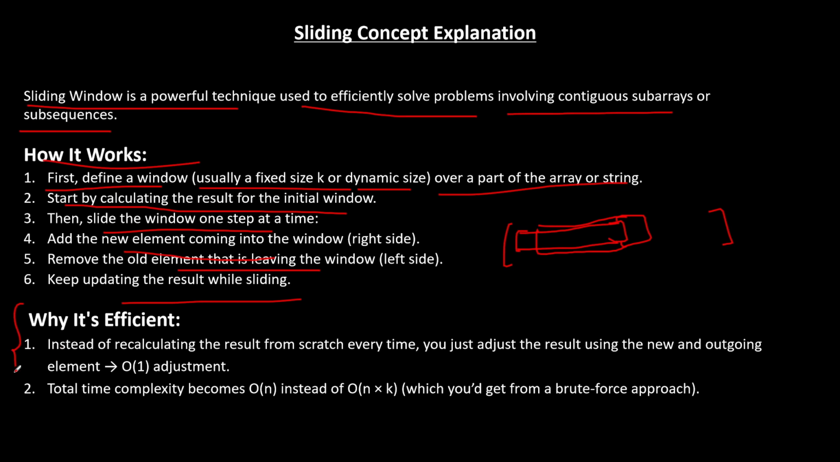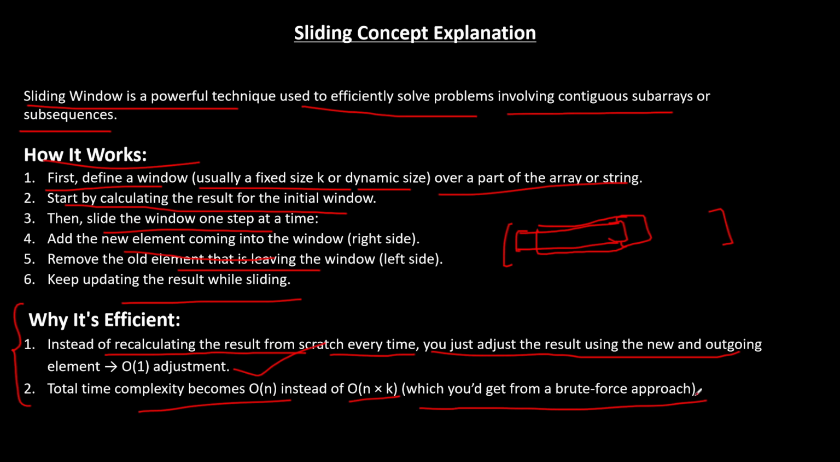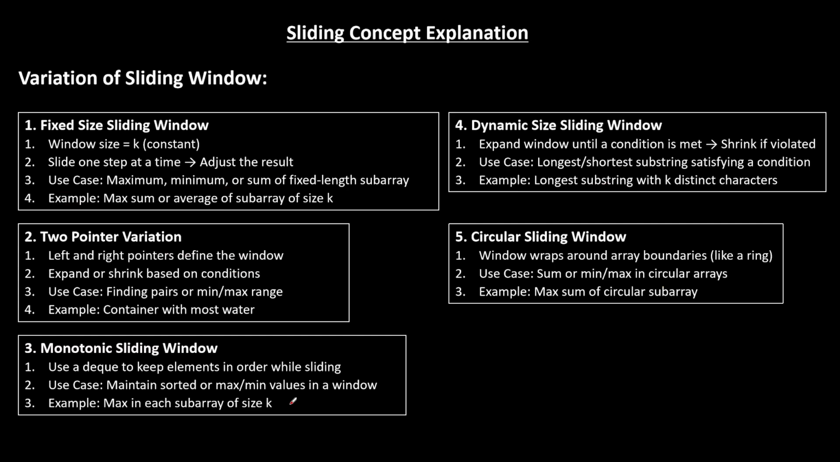Now, why is it efficient to use? Instead of recalculating the result from scratch every time, we just have to adjust the result using the new and outgoing element, which just requires O of 1 time. And the total complexity becomes O of n instead of O of n times k, which you get from the brute force approach. The brute force approach is basically you start from i, go till k, which is the size. Then again you start with i plus 1, and again you go k times, and this is how you go. So this boils down our complexity to O of n. Now let's move to the next slide.